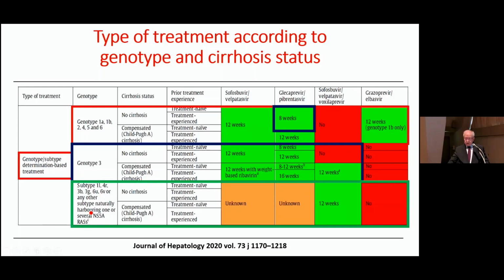Subtype, if we can decide the subtype, 1L, 4R, 3B, 2G, 6U, 6V, or any other subtype naturally harboring one of the several NS5A resistance-associated substitutions. So no cirrhosis or compensated cirrhosis, treatment naive or experienced, or again, Child-Pugh cirrhosis, naive or experienced, should be treated by sofosbuvir, velpatasvir, voxilaprevir for 12 weeks.